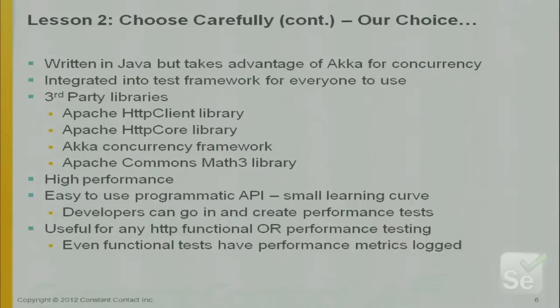So we use the Apache Commons math library to do some of the statistical analysis to deal with all the min-max, variance, percentile stuff. I'll show you that. So it's very high performance. Again, we have a programmatic API, so developers can go in and create performance tests, which they've done. Again, you're not WET, you are not repeating yourself. It's useful for our functional and our performance tests.